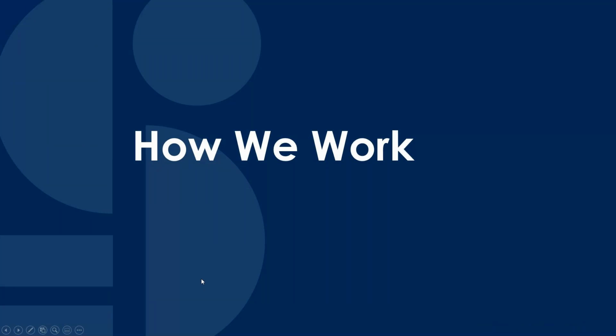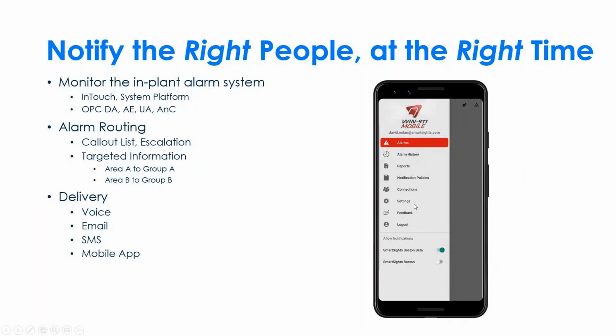So now we'll talk a bit about how our solutions work, going back to the core capabilities with respect to notifications and reports. The idea behind industrial alarm notifications is to notify the right people at the right time that a process deviation or an abnormal condition has happened. We do that by monitoring the faucet or the fire hose of alarms that are coming out of an in-plant system. That could be a proprietary system like an Aveva InTouch or System Platform, or a Rockwell or a GE system, or it could be a standard data interface.